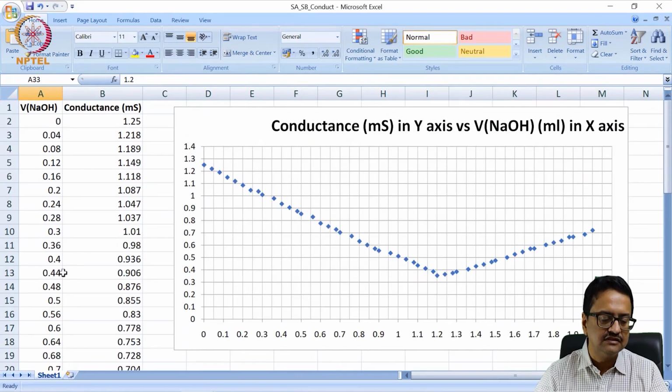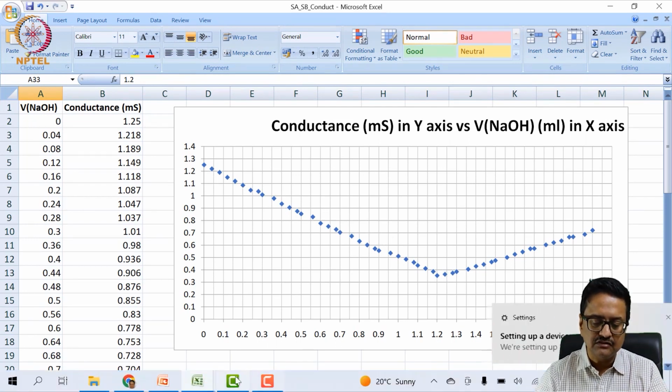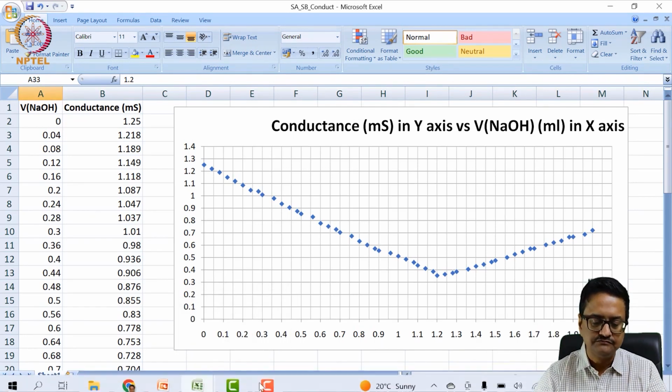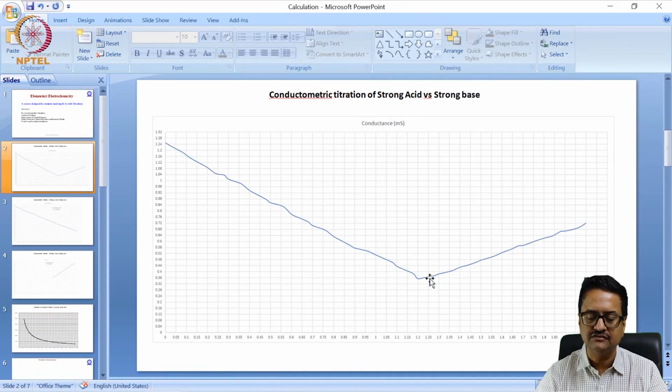When these values, that is volume of NaOH, were plotted against the conductance, you can see a V-type plot that I have shown here, right? These data points are generated from the experiment. Now what we have done is that we have plotted this and joined it with straight lines, so it looks like a V.